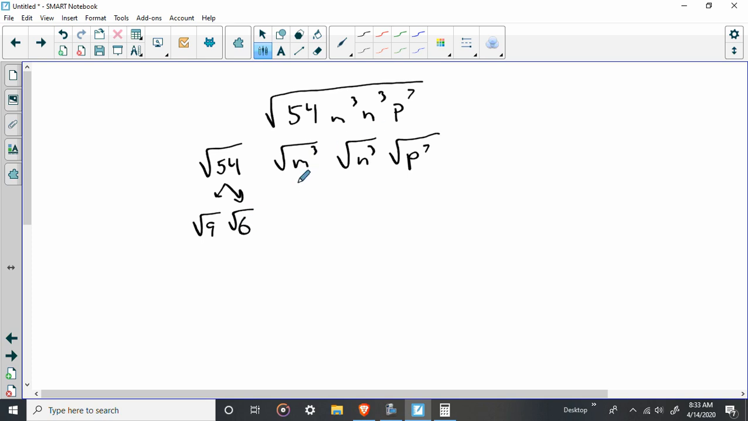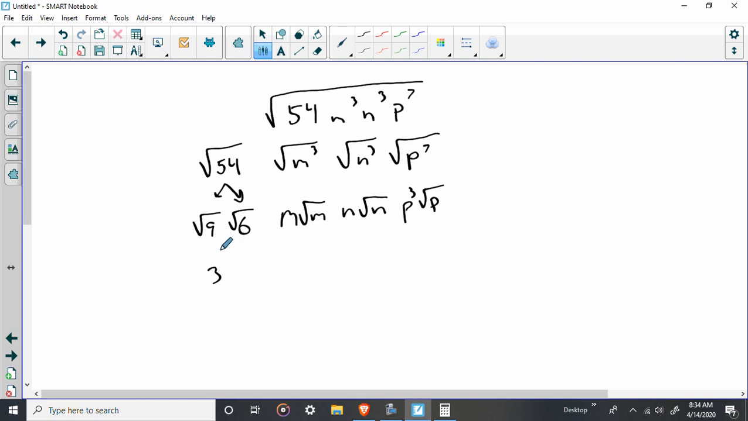If I split this up, 3 divided by 2 is 1 with a remainder of 1. Same thing here, n to the 3rd, 3 divided by 2 is 1 with a remainder of 1. And p to the 7th, 7 divided by 2 is going to be 3 with a remainder of 1. Okay? Square root of 9 is 3. Okay, and that's all we can do with this.